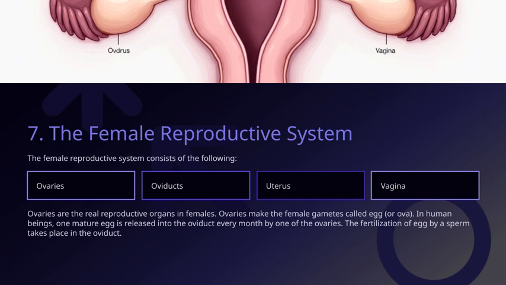This process is essential for reproduction, as fertilization occurs when a sperm meets the egg. The fertilized egg then travels to the uterus for implantation. The oviducts serve as the passageways where this fertilization usually happens. Moving on, the uterus is where a fertilized egg can develop into a fetus. And finally, the vagina acts as the canal that connects the outside of the body to the internal reproductive organs. Understanding these parts helps us see how the female reproductive system functions as a whole, supporting the process of reproduction.